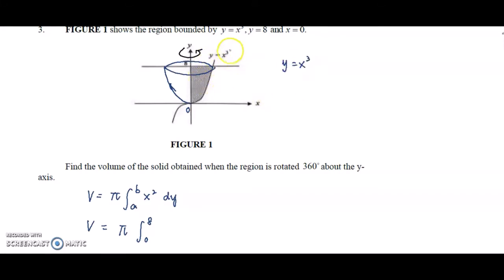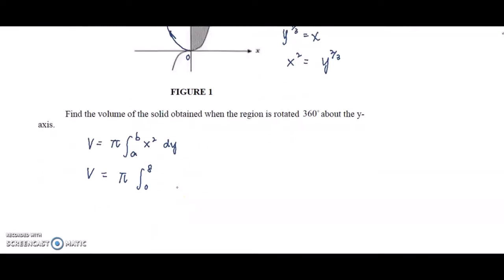This region is bounded by the curve y equals x cubed. To get the x squared, we need to write the x in terms of y first. I have my x equals y to the power of 1 over 3. So what is your x squared? We square both sides. We will have 2 over 3. Y to the power of 2 over 3 will be your x squared.